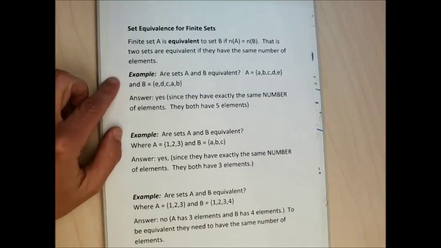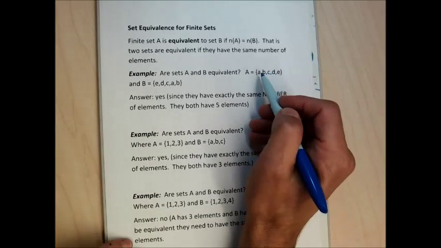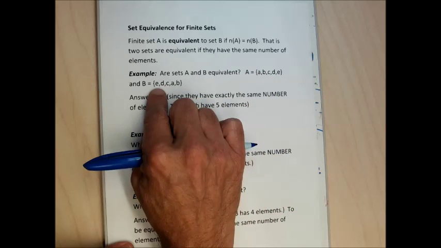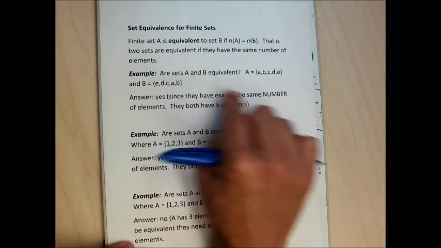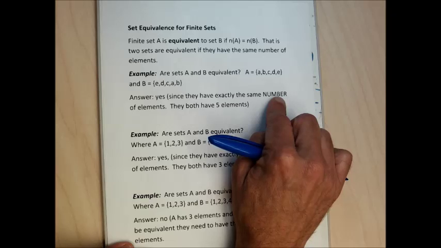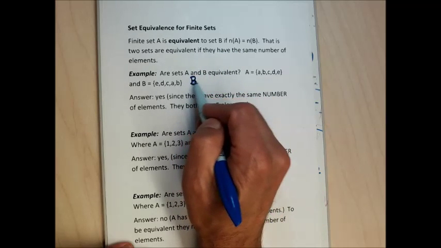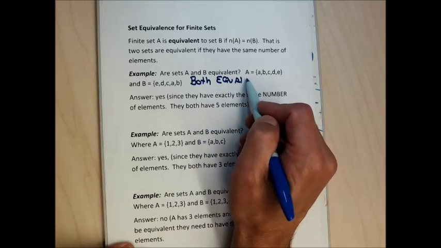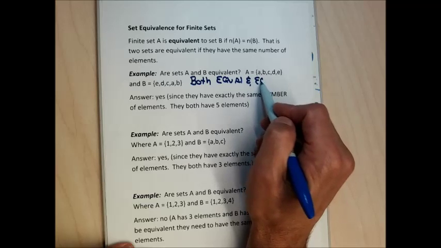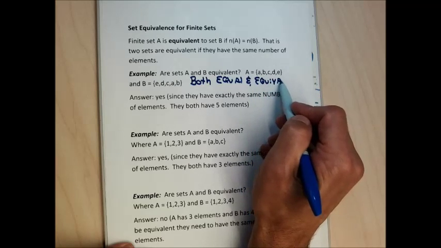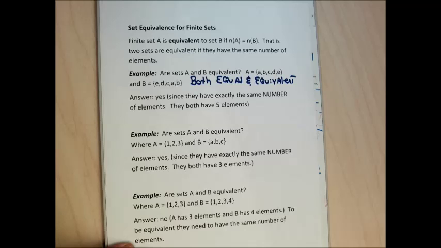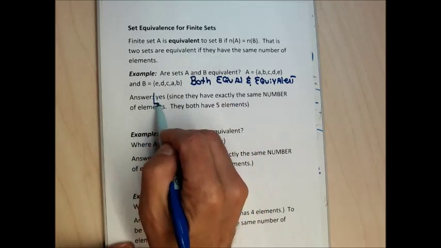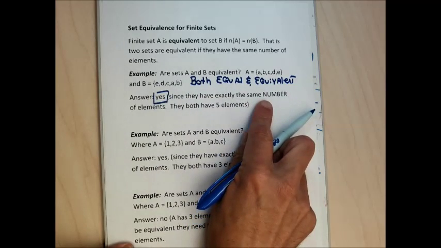Let's look at the sets A and B from all the other examples. Are these sets equivalent? Well, they were equal because they both had A, B, C, D, and E in them. They're also equivalent because they have exactly the same number of elements. So these sets are both equal and equivalent. They're equal because they have exactly the same elements. They're equivalent because they have the same number of elements. The question is here, are they equivalent? And my answer was yes, because they both have 5 elements.